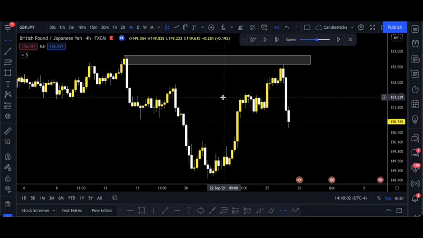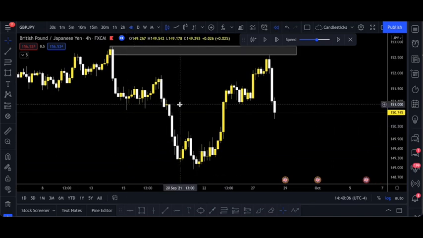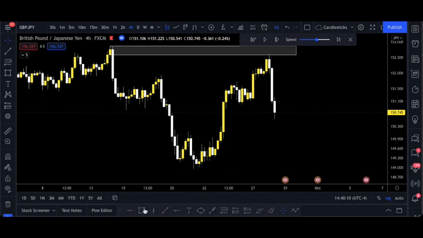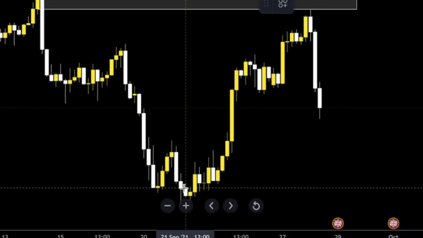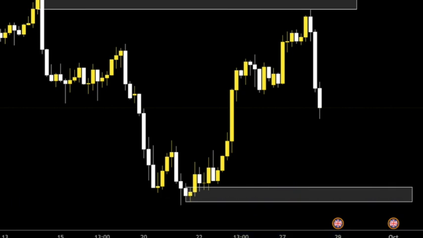Now, when it comes down to it, they also identify levels of demand. So we see that price had come down here, worked all of its way down, and then just aggressively pushed away from this, right? So I would take that last bear candle here, grab the open of it, come down to the wick, and just like that, we have our demand zone.